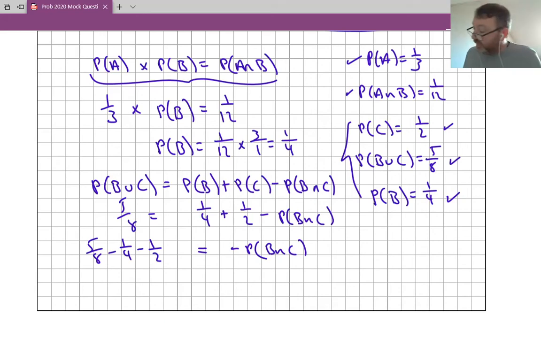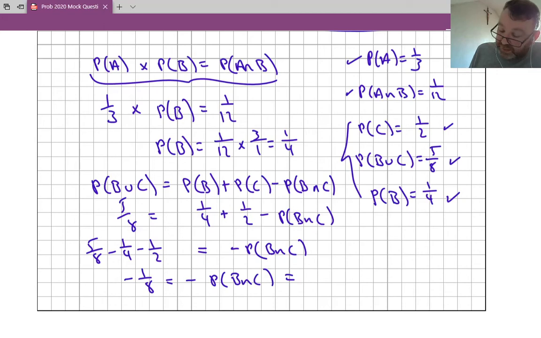Okay, and what's that going to come out as? Well, that comes out as minus 1/8. And that's equal to minus the probability of B intersection C, which means that 1/8 is equal to the probability of B intersection C. What did the question say?